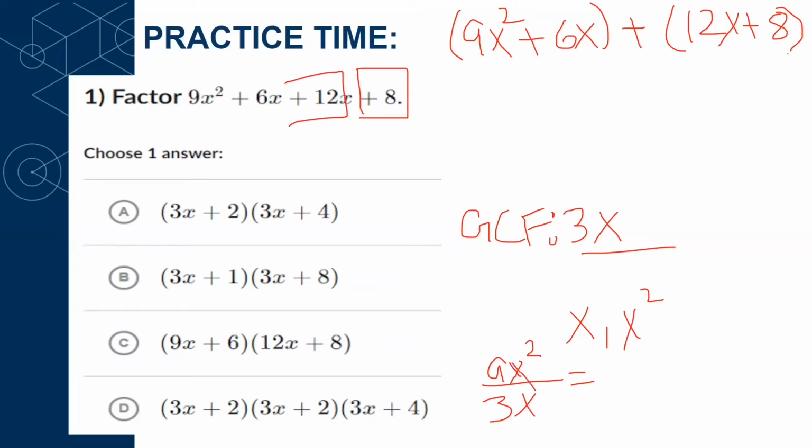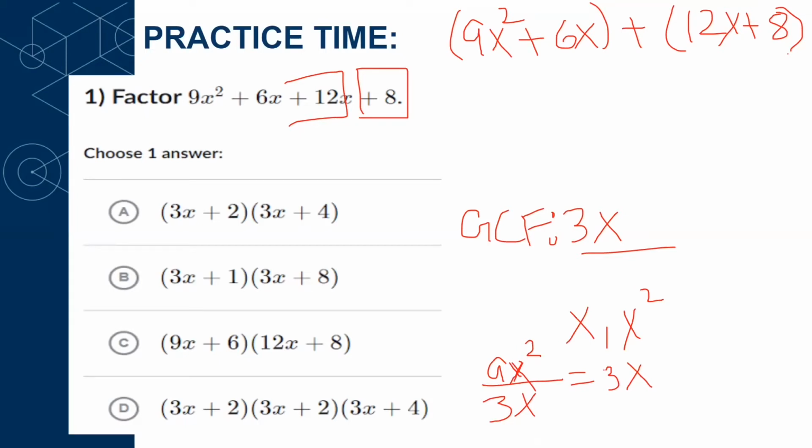9x squared divided by 3x actually gives me what? 9 divided by 3 is just 3. And then x squared divided by x is just x, because you have two x's at the top, one x at the bottom. One of the x's from the top is going to cancel out with the x at the bottom, and you will just be left with x.